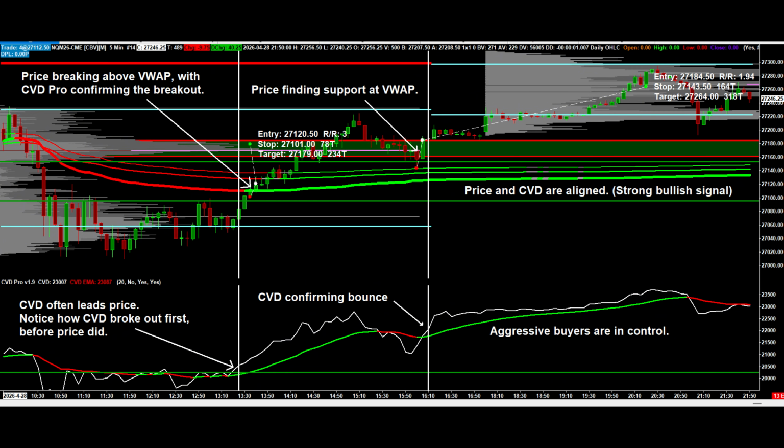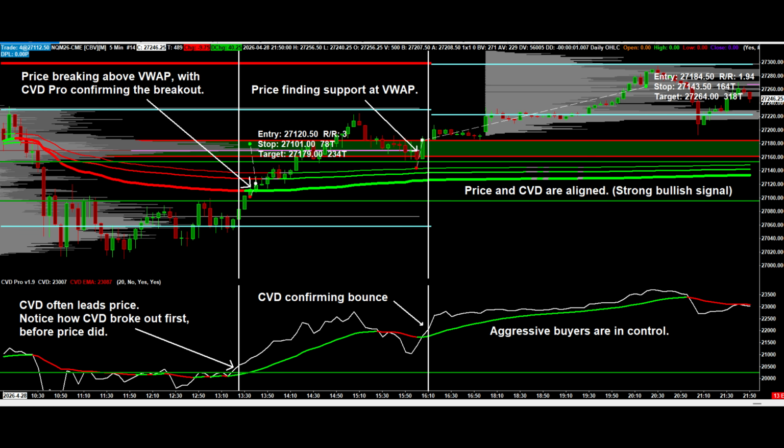Okay, summary. So here's a simple model. Use the SMF value migration study to identify whether value is shifting higher, shifting lower, or staying balanced. Use CVD Pro to judge whether aggressive participation confirms that shift, contradicts it, or exposes absorption. The best trades usually come when value migration, acceptance, CVD confirmation, and clean invalidation all align.